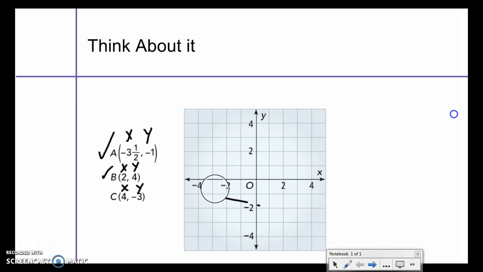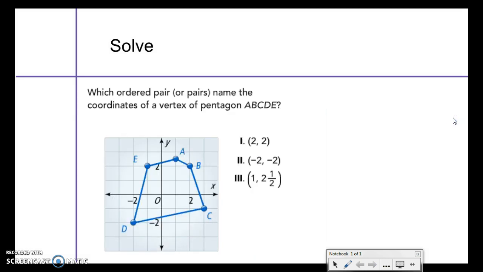If you feel like you didn't understand that, you can just go back and push pause and copy down what you saw, or watch it again. Okay? Sometimes repetition is really helpful.